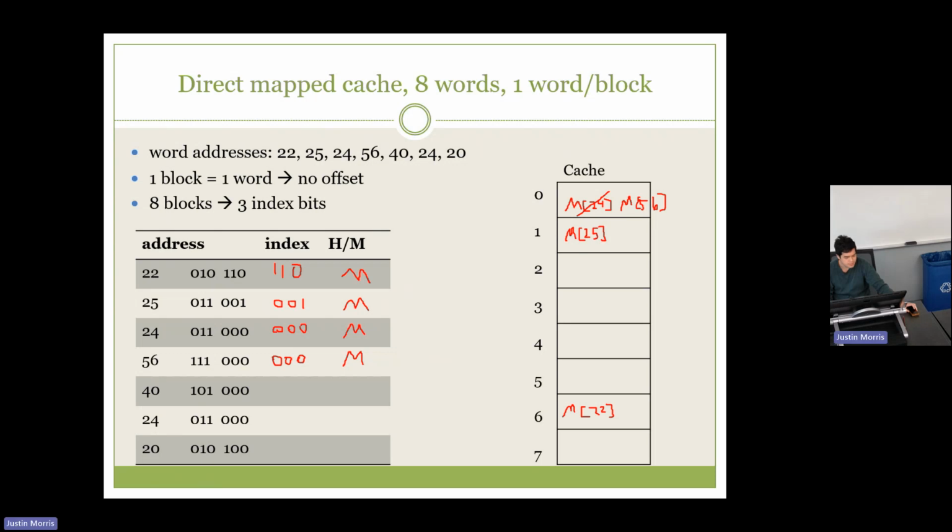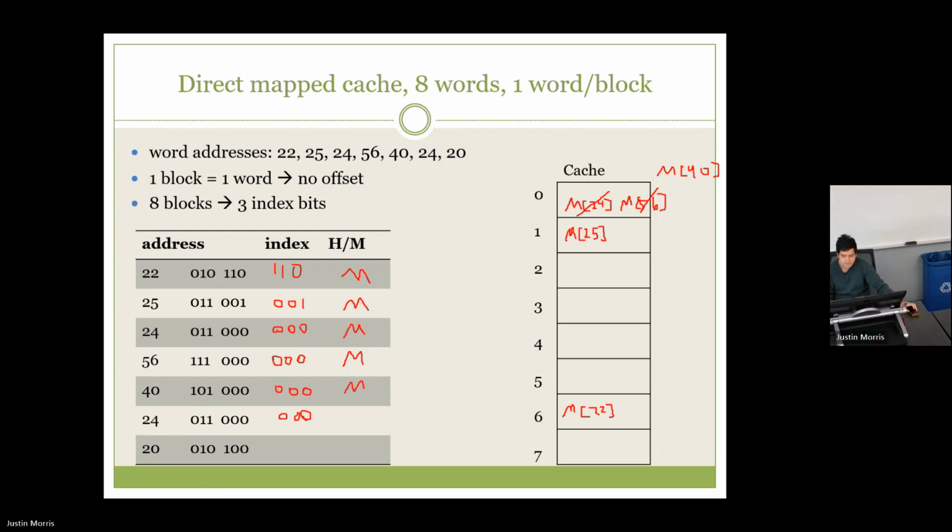40. What is my index? Yeah, 0, 0, 0. There's something here. Does it have the same tag? No. So now what's here is memory at 40. 24 again. Index is 0, 0, 0. Memory at 24 is here again.